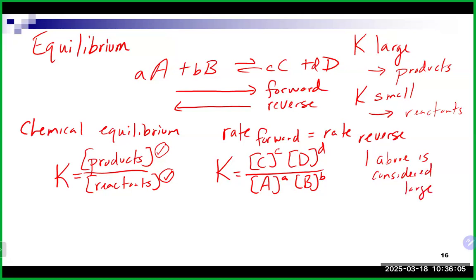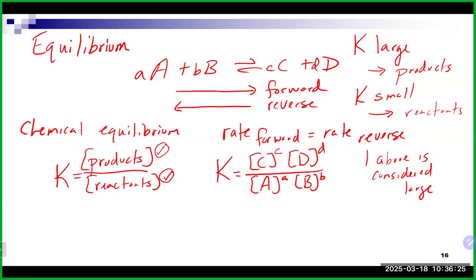So anything basically a K value of 1 or above is considered large. Anything less than that is considered a small value of K. And there is definitely extremes on that. As I might have mentioned last time, you can have a K value that's like times 10 to the 34, which is an extremely large number, way larger than 1.